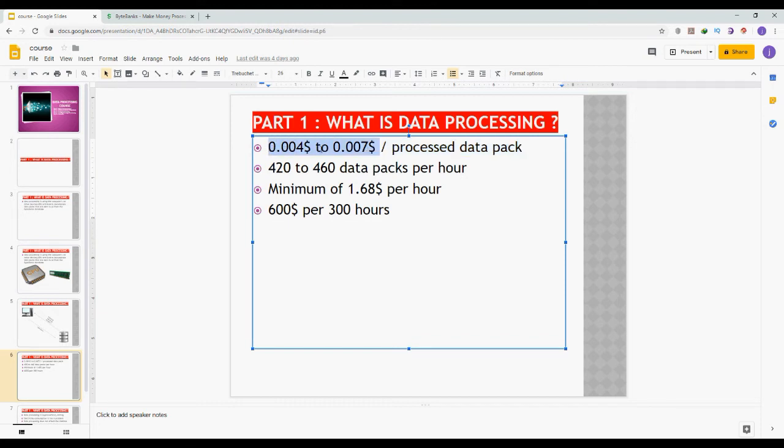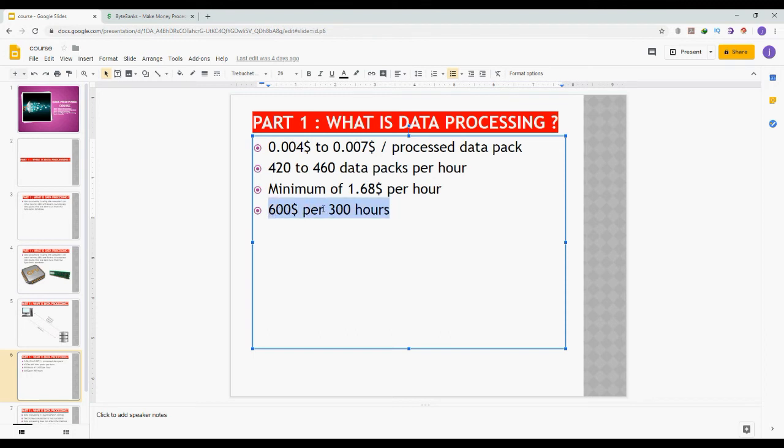So 4 to 7 thousandths of a penny per processed data pack. And in my experience, you can process on average 420 to 460 data packs within 1 hour. So you will make at least $1.68 per hour, which was never the case for me. I always make something between $2 to $2.50 per hour, and my computer isn't even that great or powerful.